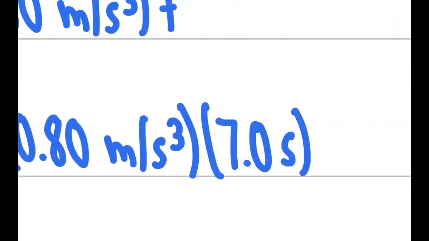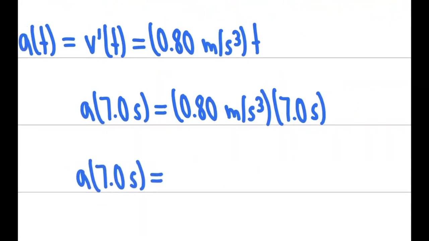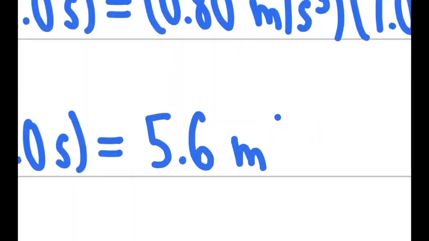Yeah. So we basically have 0.8 times 7, so that's 5.6. And we have meters per second cubed times seconds, so that becomes meters per second squared. So 5.6 meters per second squared.